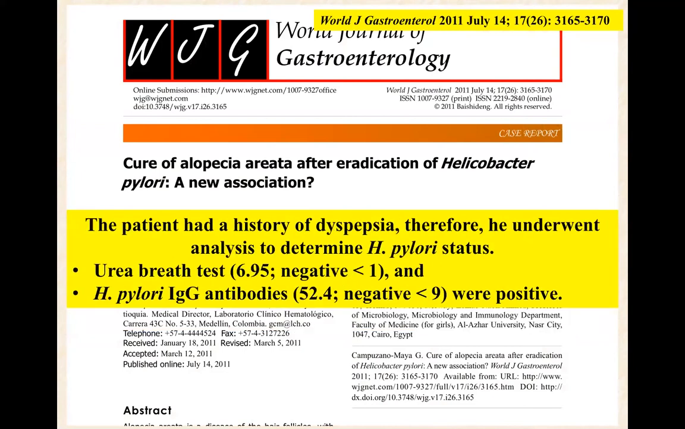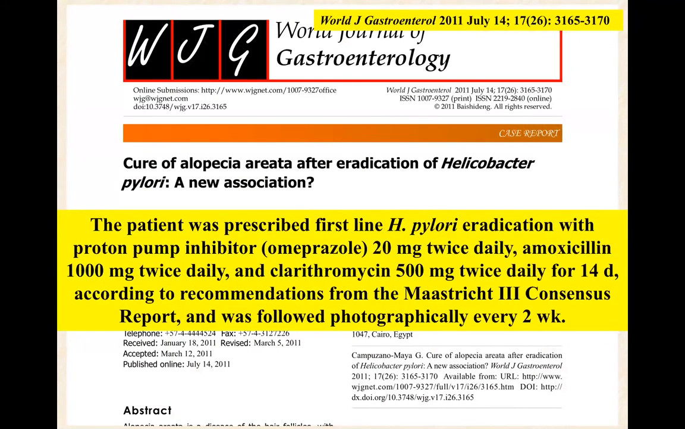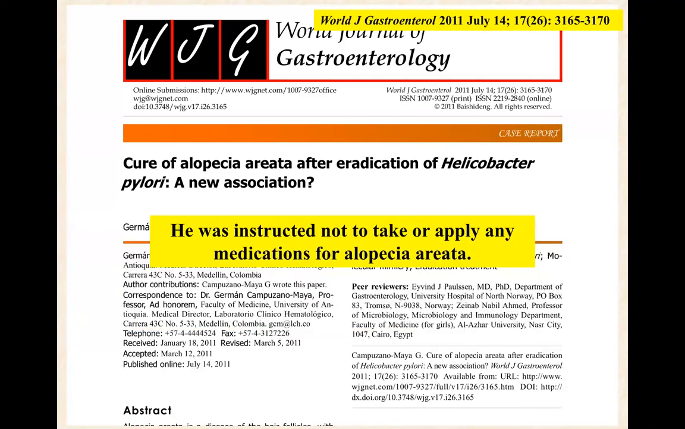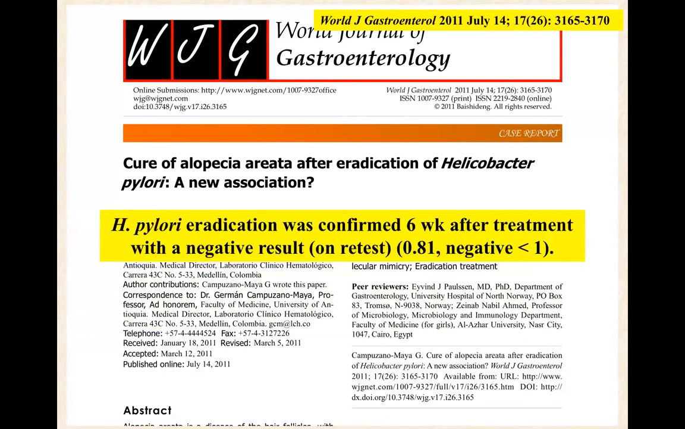Someone noticed that he had dyspepsia, and they checked him, and he had an H. pylori infection. Look at his IgG antibodies to H. pylori. They're over 4-fold above normal. So he was given the standard protocol for H. pylori, and he was told, stop all the medications for alopecia. They're not working anyway. Just stop them. And H. pylori was eradicated in 6 weeks.